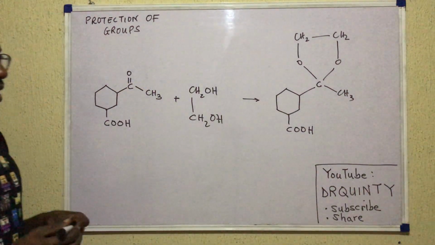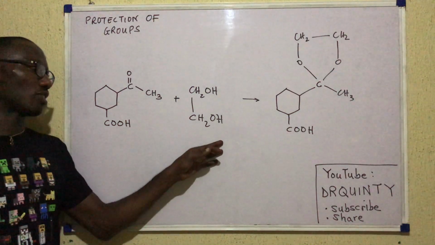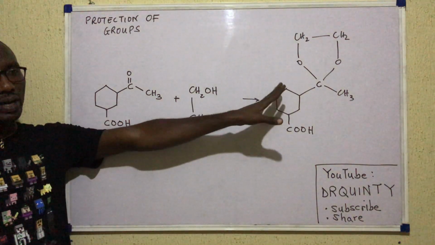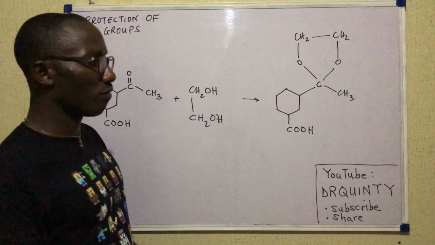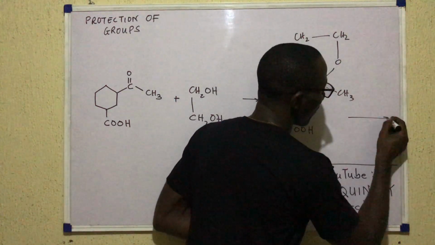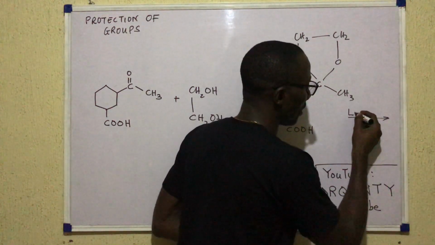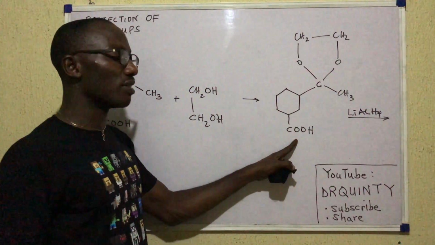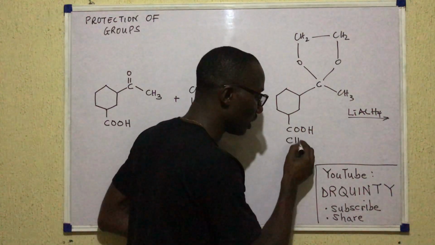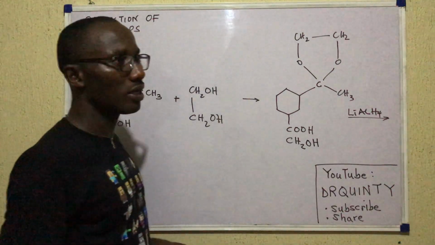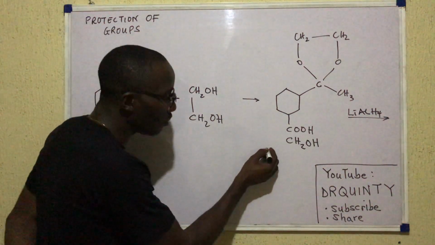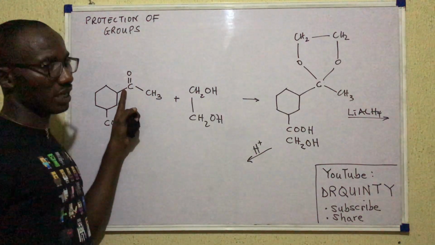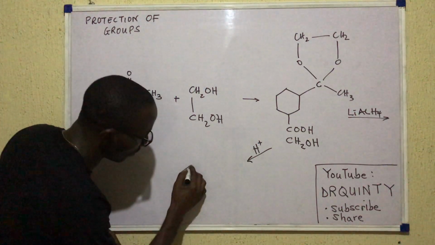So see what has happened here now. My diol has reacted with the ketone group to produce a compound we can call a ketal. Now for this ketal that has been formed, I can now go ahead and carry out reduction using, let's say, LiAlH4. And this reducing agent can convert my COOH into CH2OH. Alright? After that has happened, I can then use an acid, mineral acid, to convert that my ketal back to the ketone group, so that my final product would be something like this.